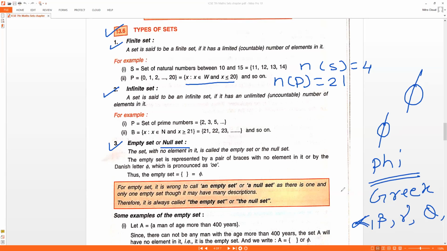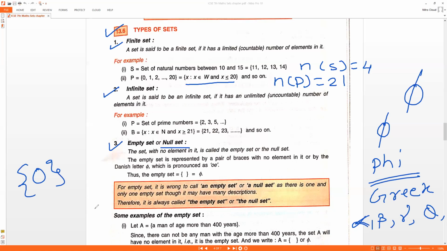That is called phi. So that is the symbol used to denote an empty set or a null set. Now remember, an empty set can also be denoted by two curly brackets like this. This is called an empty set or null set. If you place 0 inside, this is not an empty set now. This is a finite set. त्याला finite set म्हणायचा.